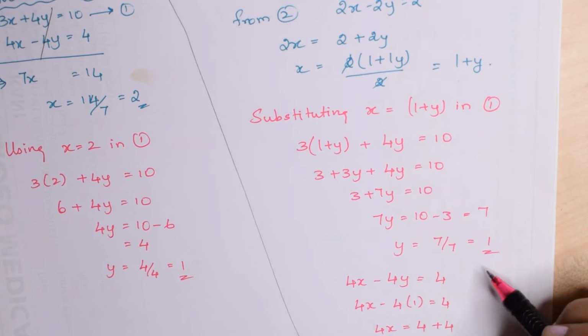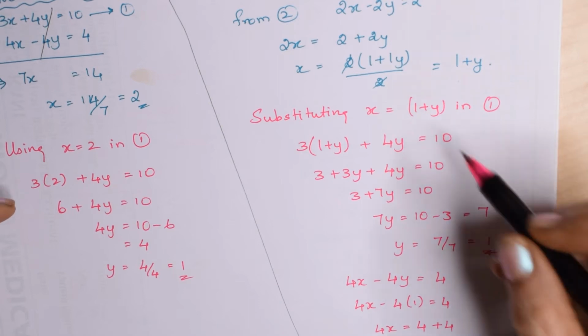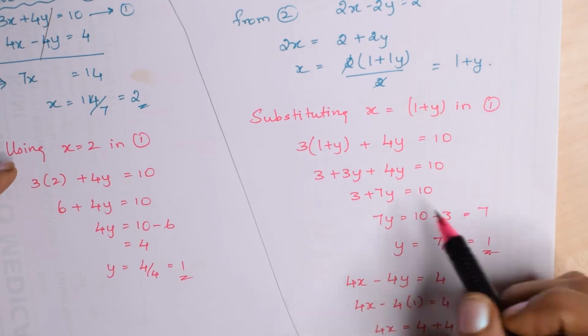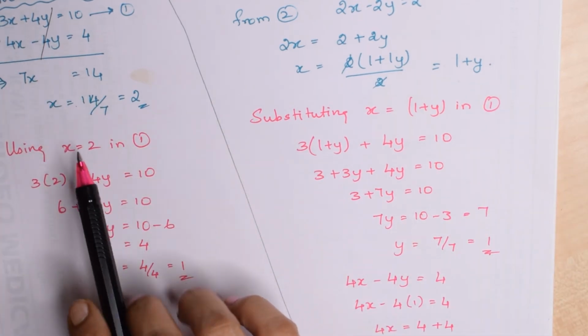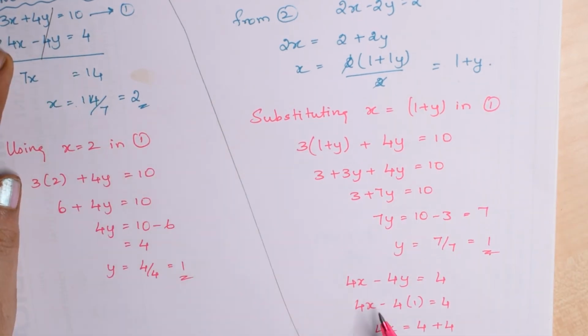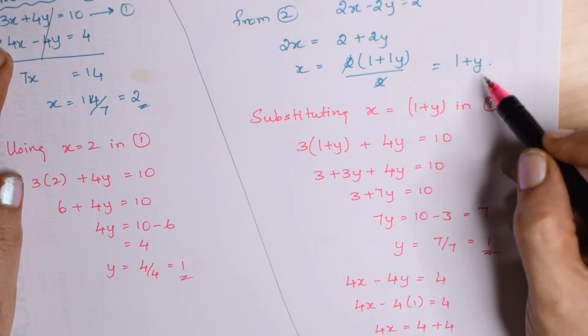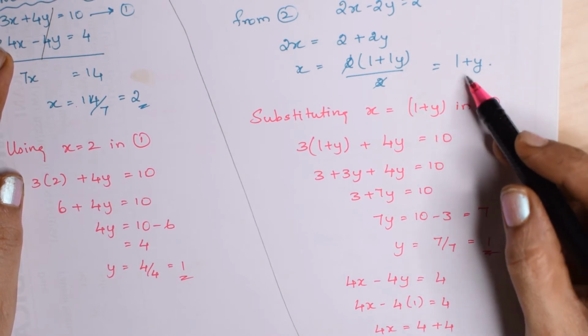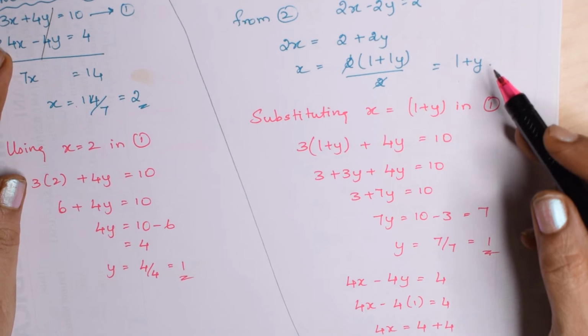And again I found y's value. I can use it here in this place also. x is equal to 1 plus y. There also I can use, or I can substitute in the equation also. I have substituted in the second equation. 4x minus 4y is equal to 4, and so x is equal to 2. I could have done it directly here also. 1 plus y. So y's value is 1. 1 plus 1 is equal to 2. Directly you can do it here also.